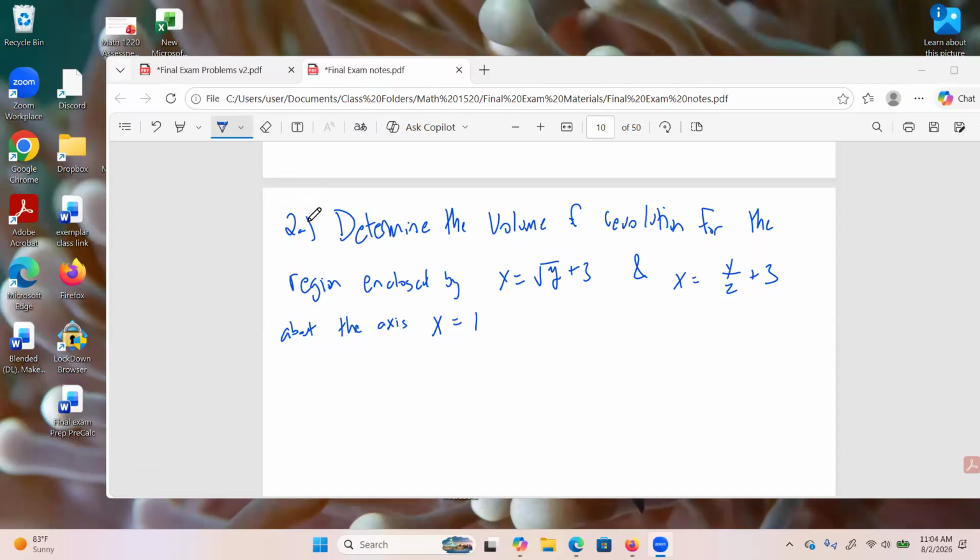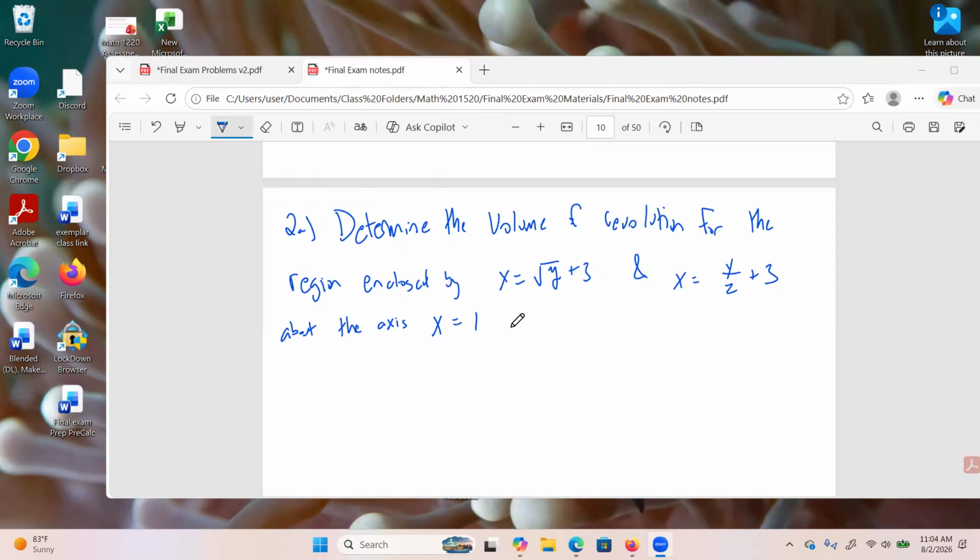We are looking at the final exam review. This is problem 2a. We are to determine the volume of revolution for the region enclosed by x equals the square root of y plus 3 and x equals y over 2 plus 3 about the axis x equals 1.